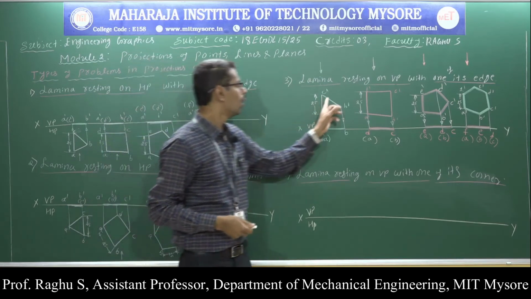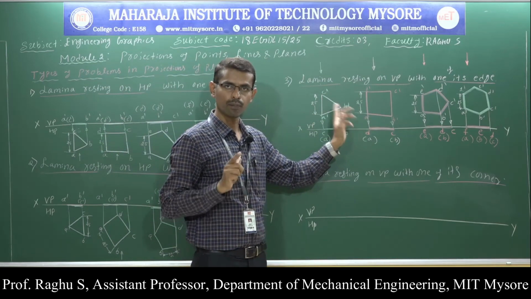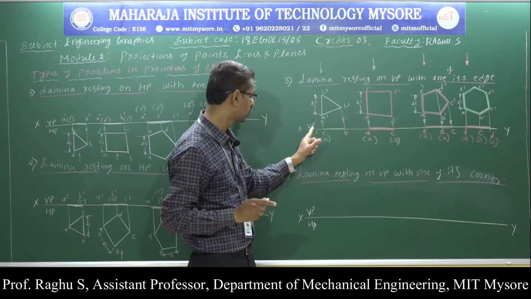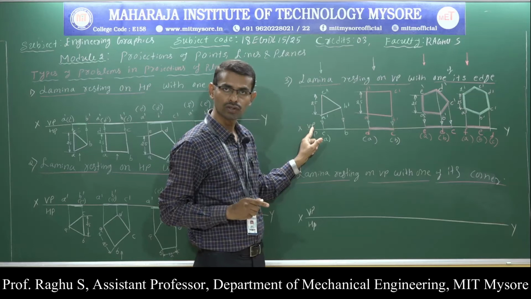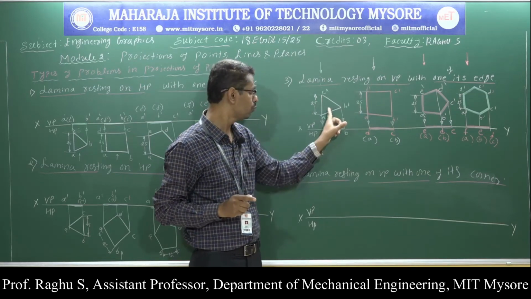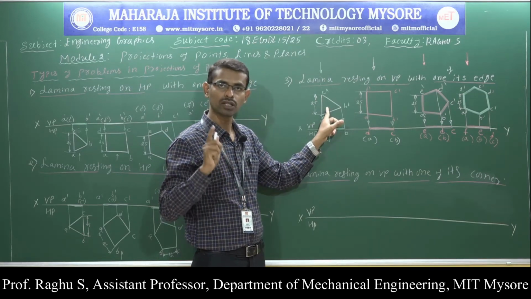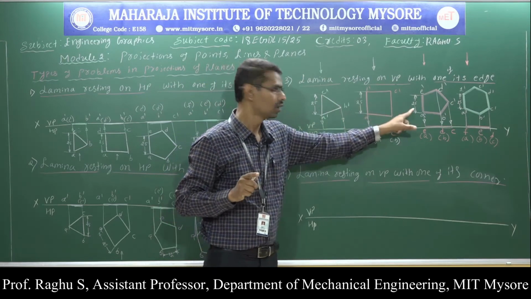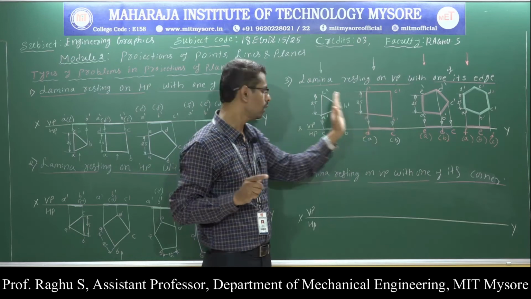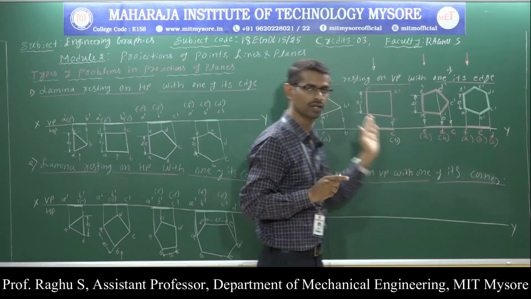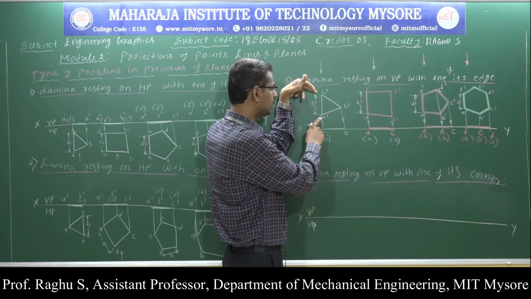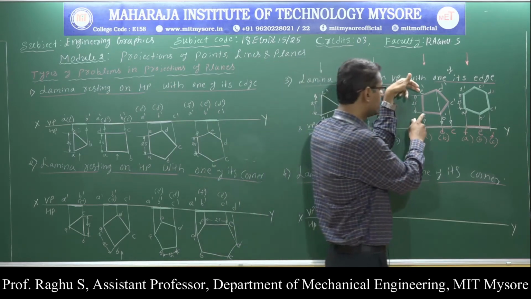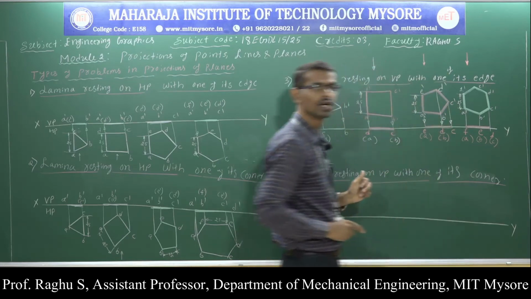Here all these diagrams represent the resting condition of the lamina on VP with one of its sides. Observe here, I have started the drawing with the front view because the lamina is resting on VP. Next, I have started the drawing by considering the edge towards the left side. Observe in all the diagrams, on the left side we have the resting side. In this diagram, AC is the resting edge, AD is the resting edge, AE is the resting edge and AF is the resting edge.